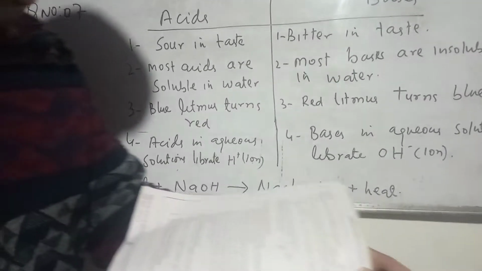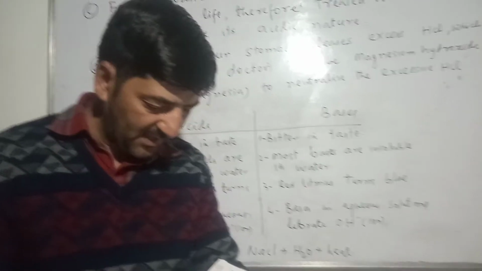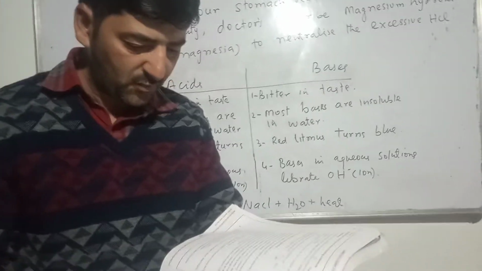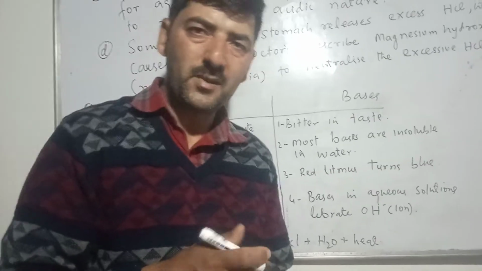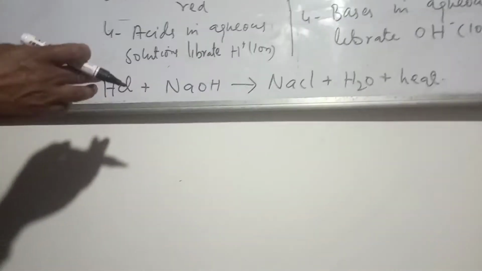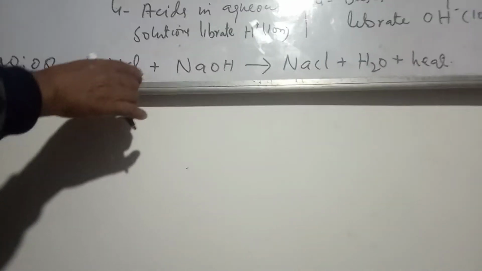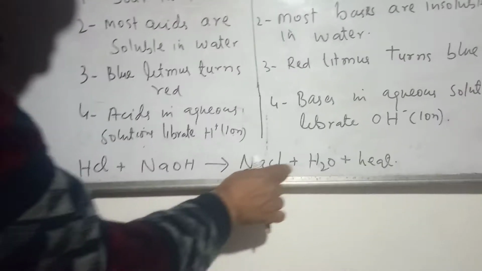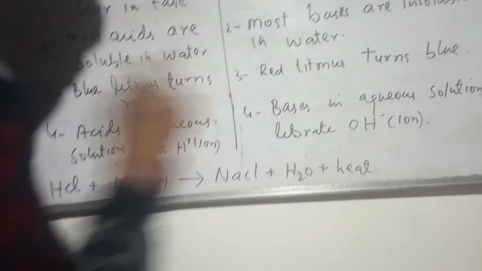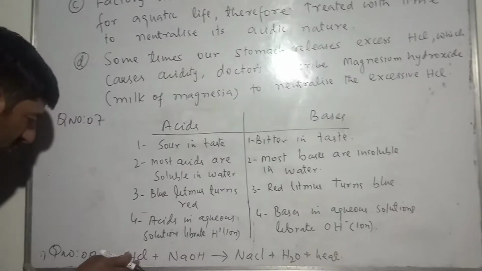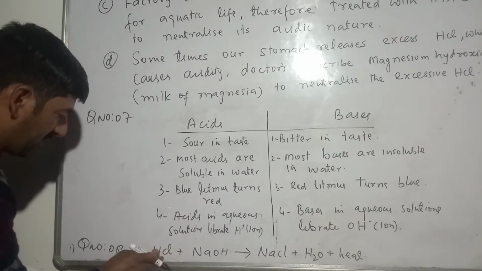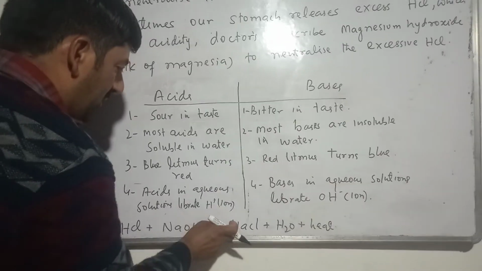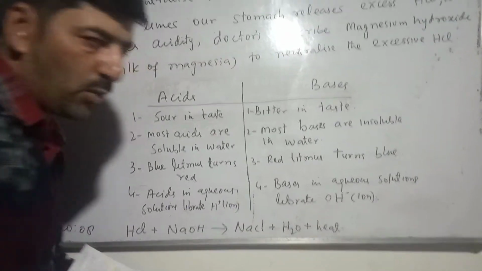Now, question number 8 is write an equation when hydrochloric acid neutralizes sodium hydroxide. Very simple. We have to write an equation. This is hydrochloric acid. It reacts with sodium hydroxide. It gives sodium chloride and water with release of heat. So this is the reaction for this neutralization reaction when sodium hydroxide reacts with hydrochloric acid. It gives sodium chloride.